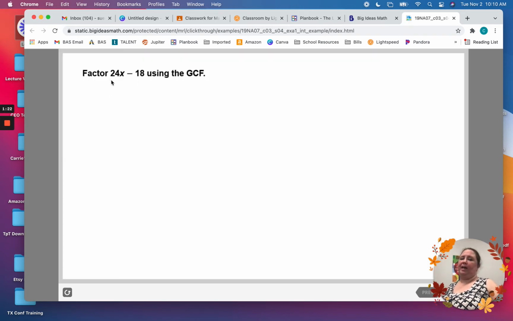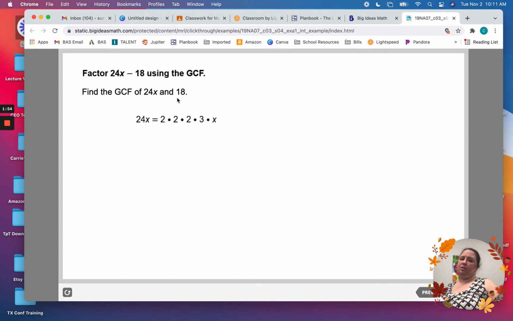So we're going to factor 24x minus 18. This is an expression. This makes sense? We don't have an equal sign here. You have a variable with the first number and nothing with the second number. Make sense so far? We're going to use greatest common factor in order to factor this. You guys remember GCF? You sound sad. This is not good. So we're going to find the greatest common factor between 24x and 18.